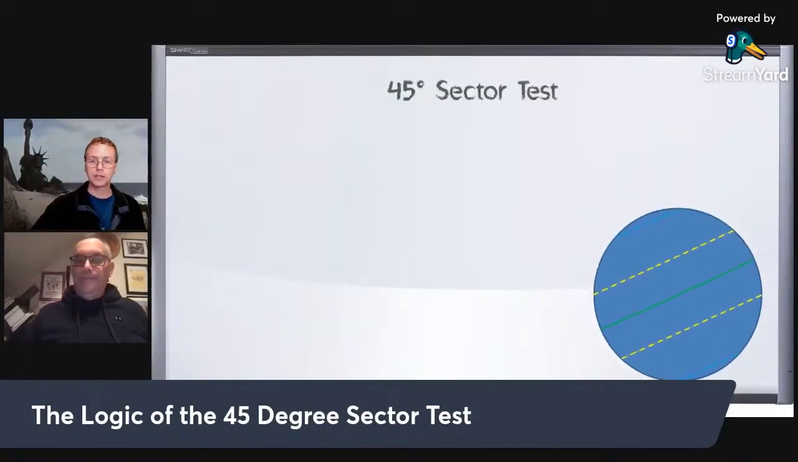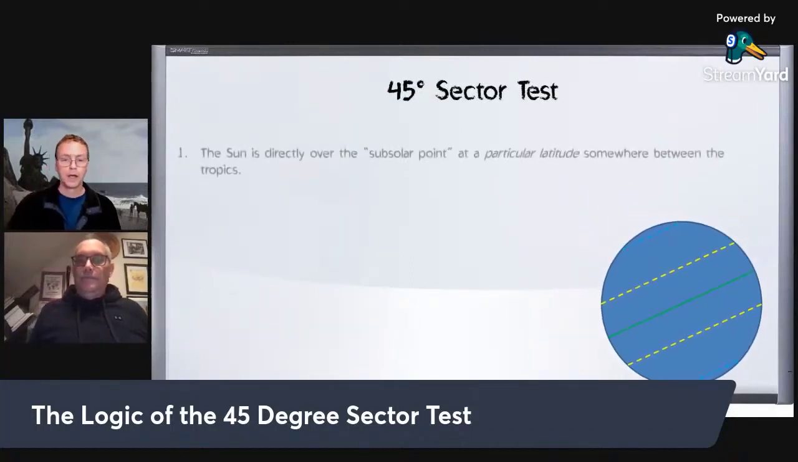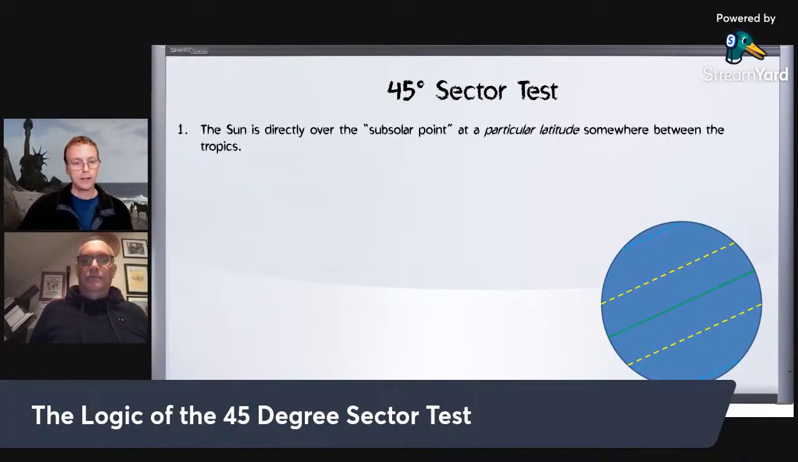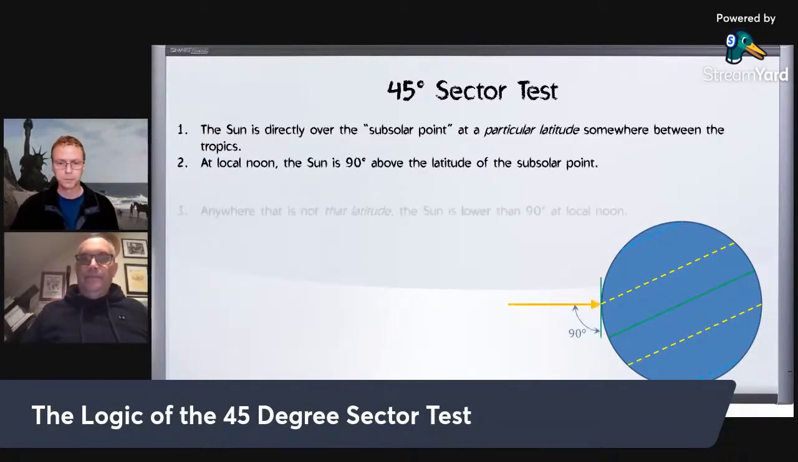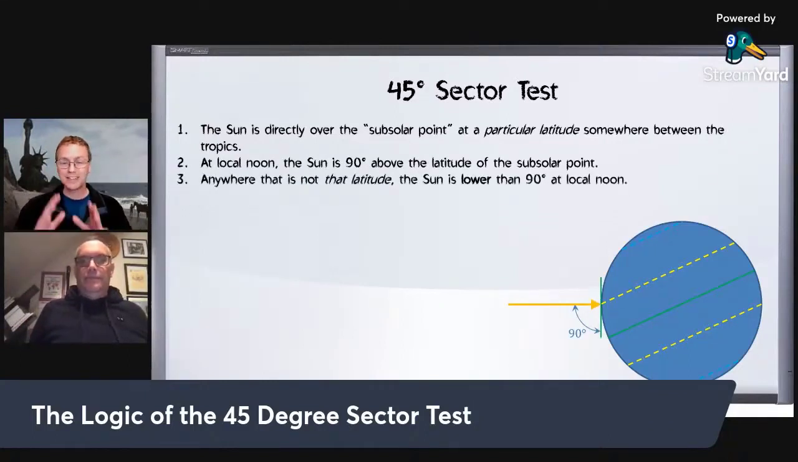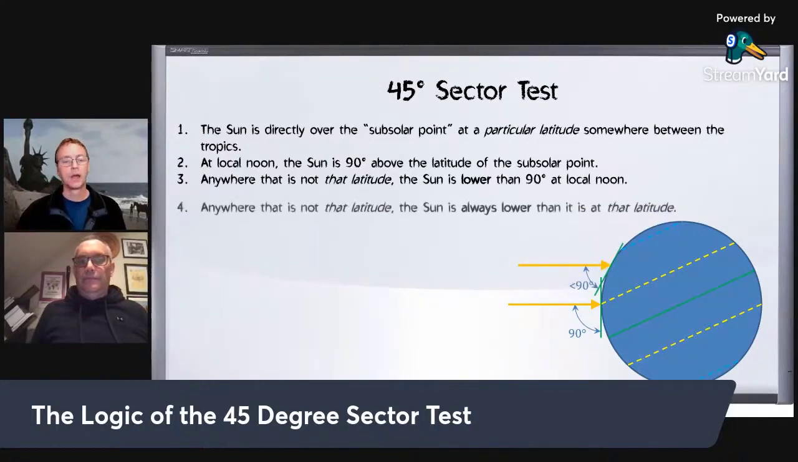So the 45-degree sector test says that same thing we just said, that the sun is directly over something I'm going to call the subsolar point. I think you had a different name for that, but we'll call it the subsolar point for understanding. At noon, it's at 90 degrees above that point, like we just showed. Anywhere that is not that same latitude, the sun must be lower than 90 degrees. So I drew that here.